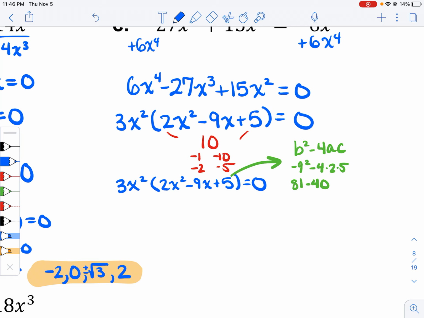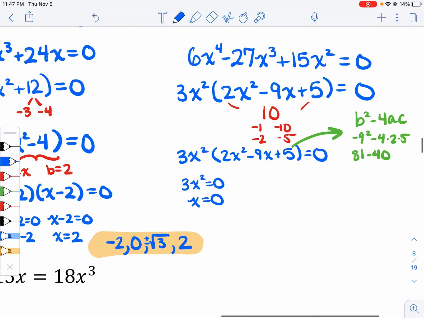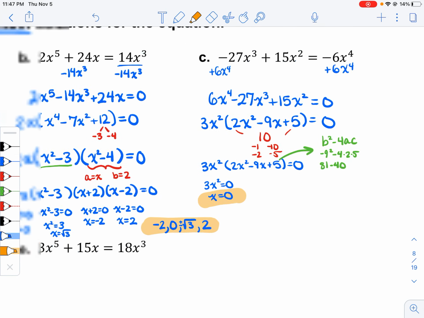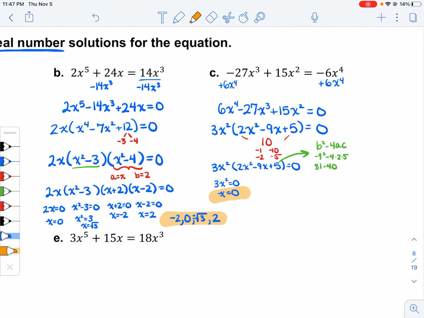And we'll just find this one solution here, this 3x squared for now. So we have 3x squared equals 0, so x equals 0. I'll revisit this one with you when it's not on a video, just because we'll have to go through the quadratic formula again. So for this one, it's good enough to just look at x equals 0.